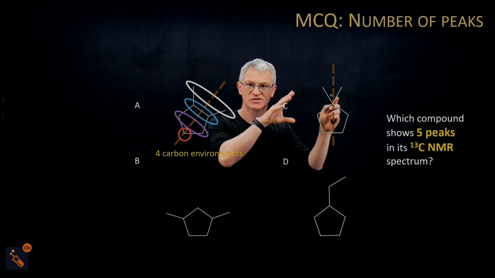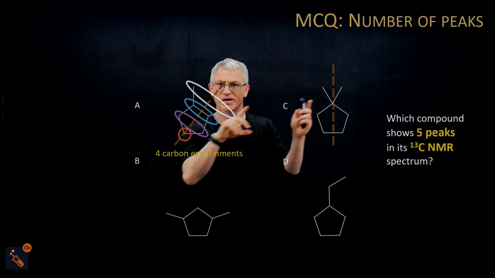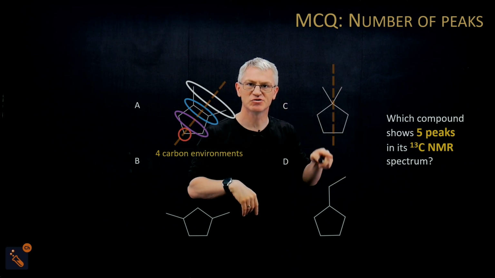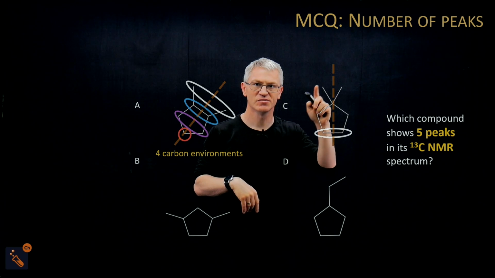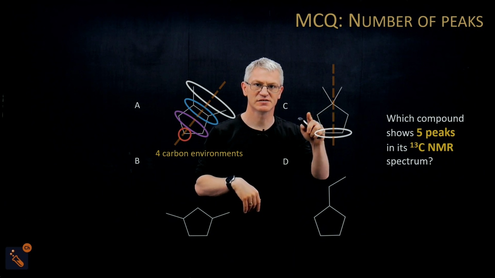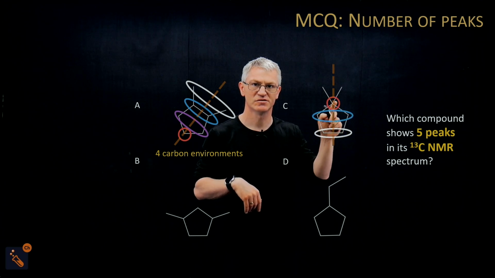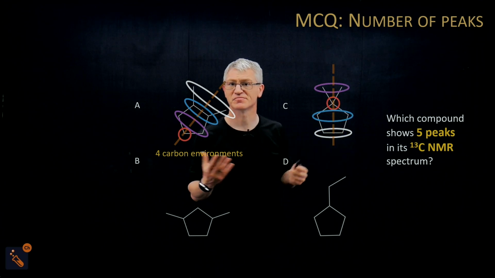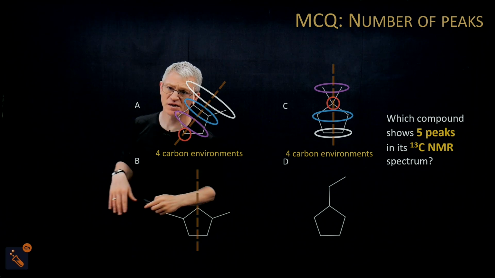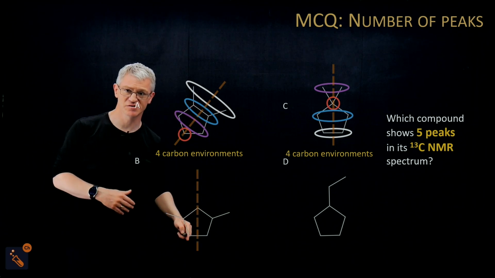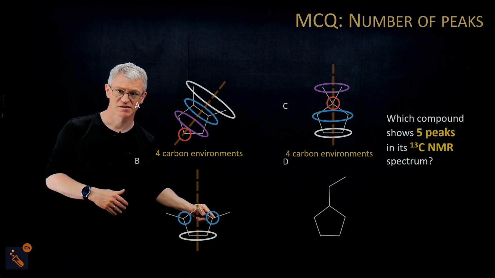Let's go for the next one. Go to C. Symmetry again. So, again, same, then same. Let's go up again. Same. So we've got 4 again. Let's go to the next one. Symmetry again. So it would be same.